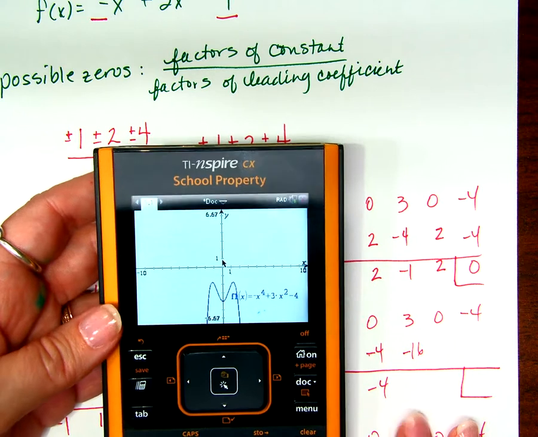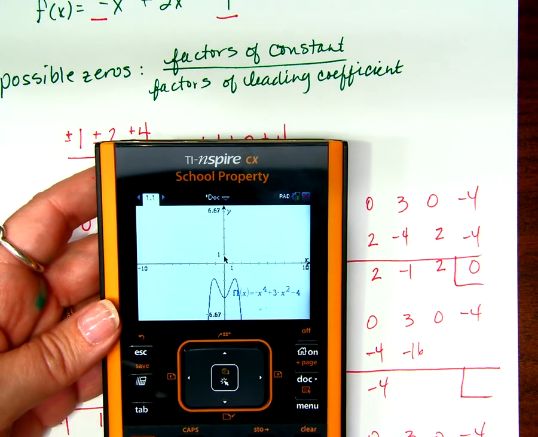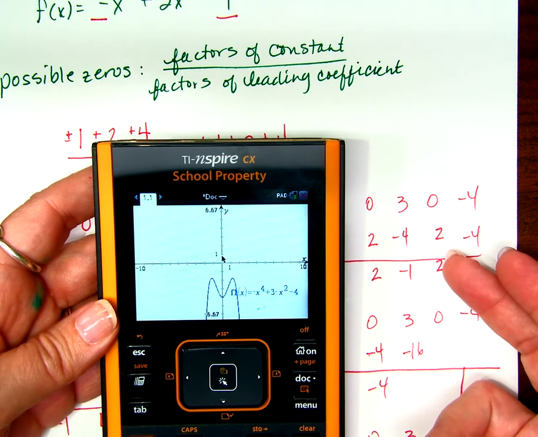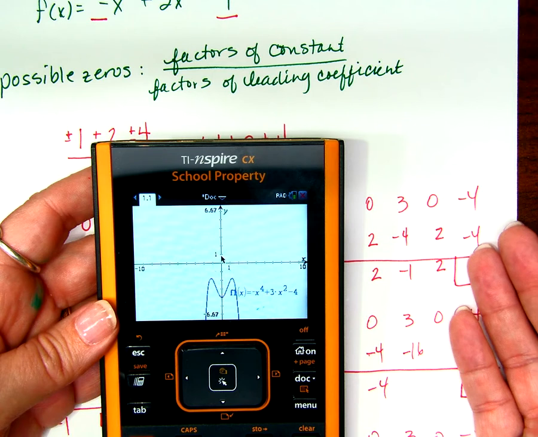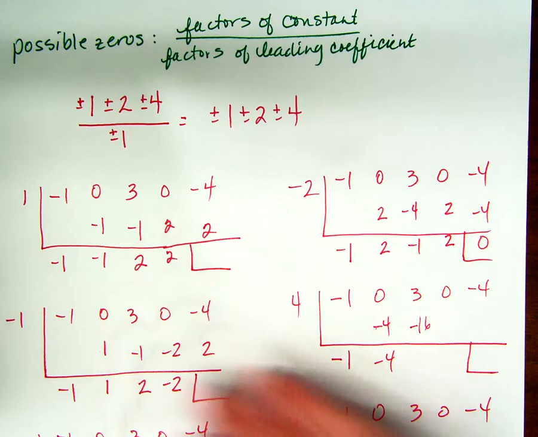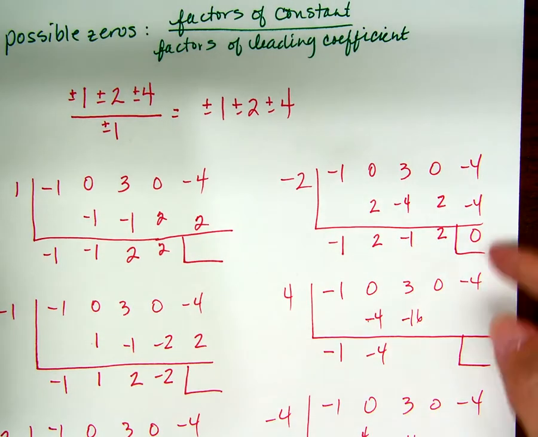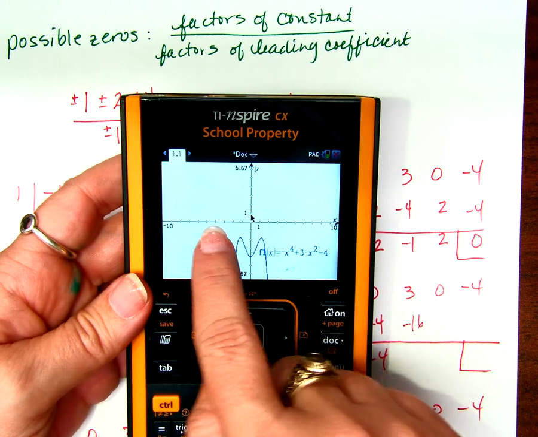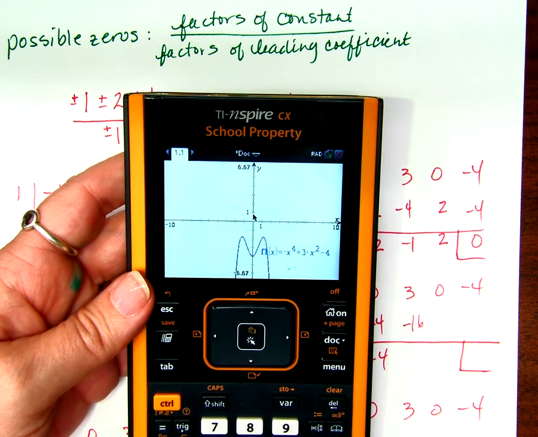Now, can you see why that might have been a better idea to start with? What do you notice? It doesn't cross the x-axis. If it doesn't cross the x-axis, there's no zeros. If it says you have to solve using the synthetic division, well, okay, we did that. It didn't help us, though, because it didn't give us any zeros. Whereas if we would have looked at our graph first, we would have noticed there's not going to be any zeros because it doesn't cross the x-axis.